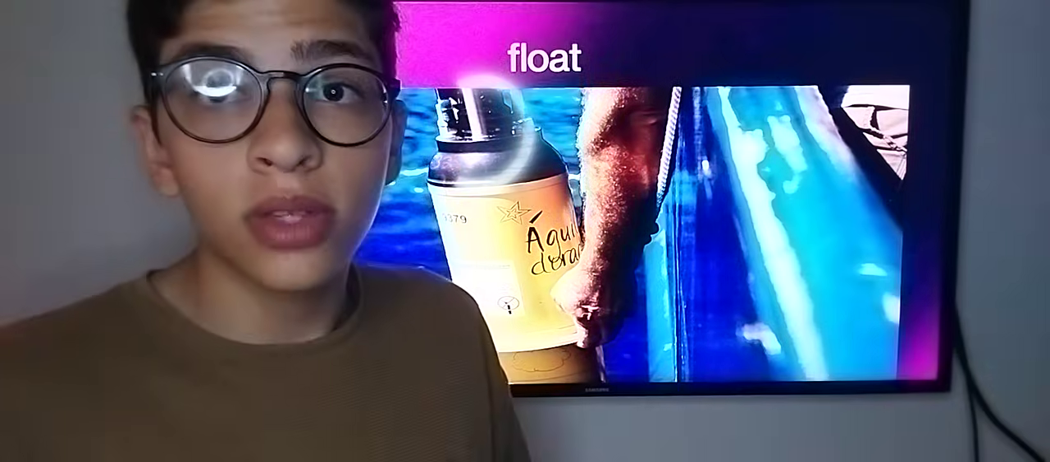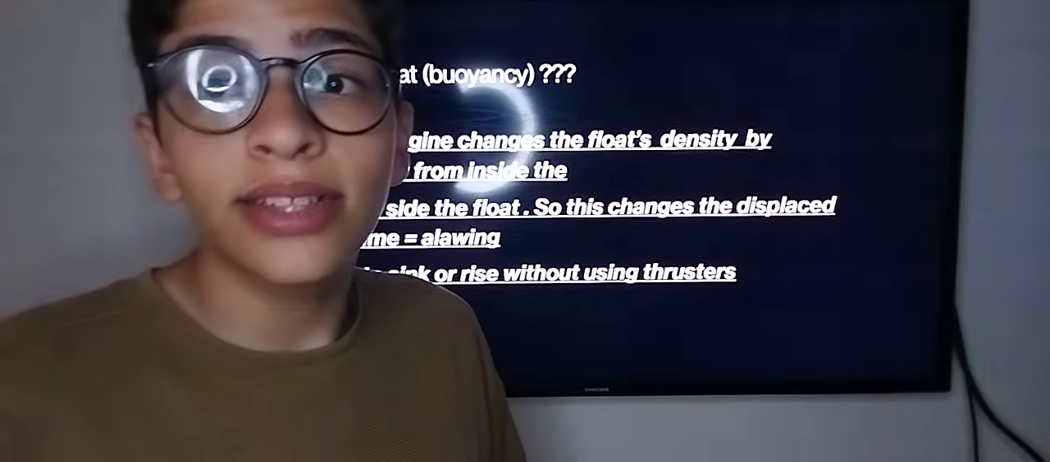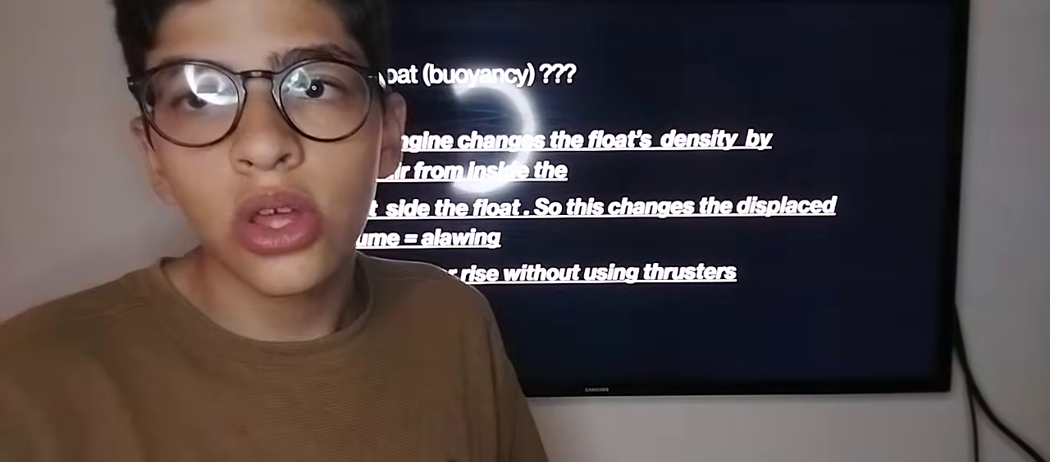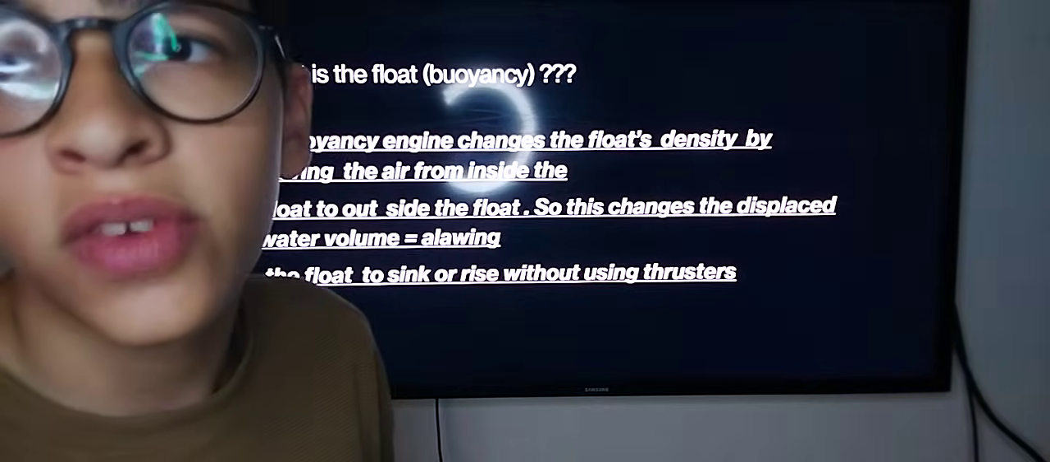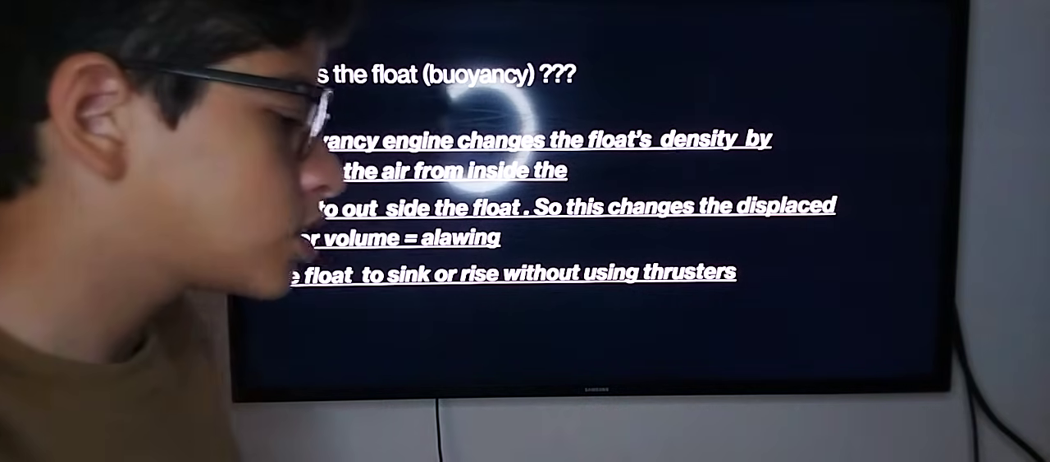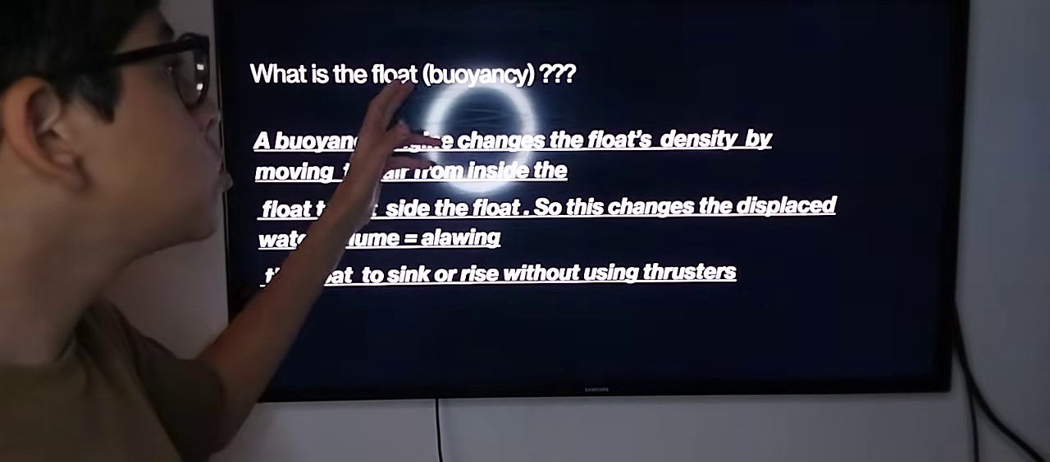We will talk today about the float. So let's go. The float is a thing that goes under the water, like a submarine ROV, like this. What is the float buoyancy?